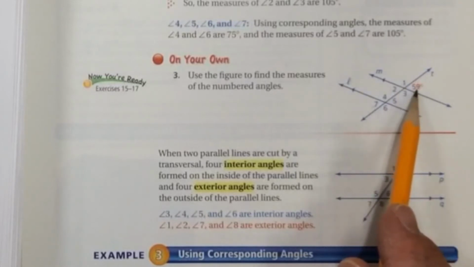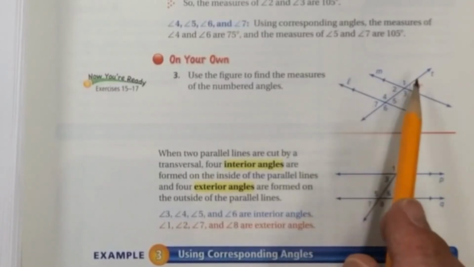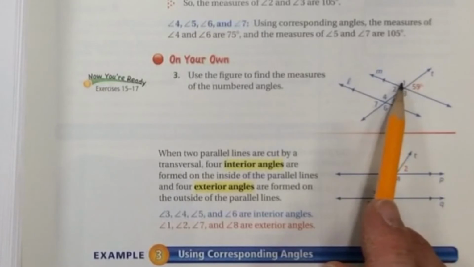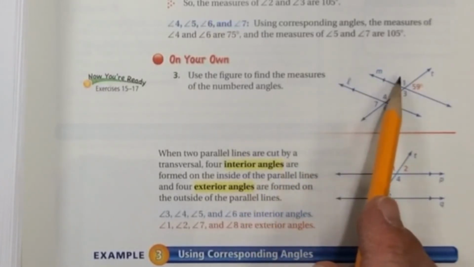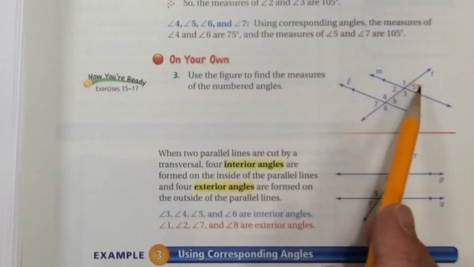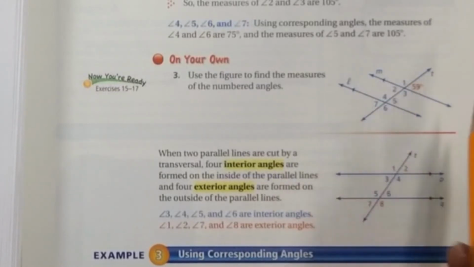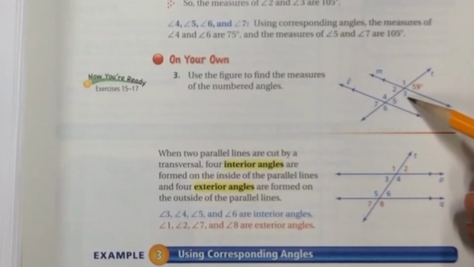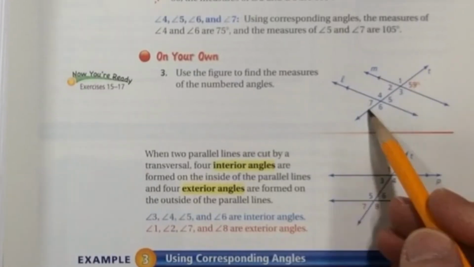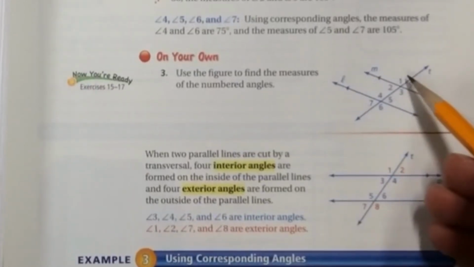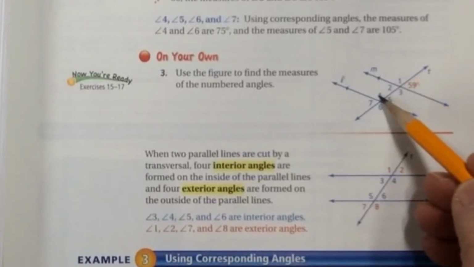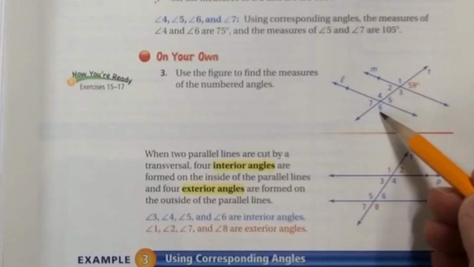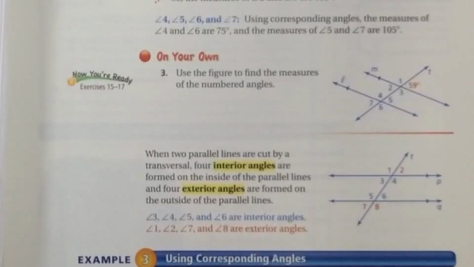Angle 1 is supplementary to this 59 degree angle. So angle 1 will have to be 121 degrees because 121 plus 59 is 180. Angle 3 is 121, vertical angles. Angle 4 is 121 degrees because they're corresponding angles. And angle 6 is 121 degrees, vertical angles.